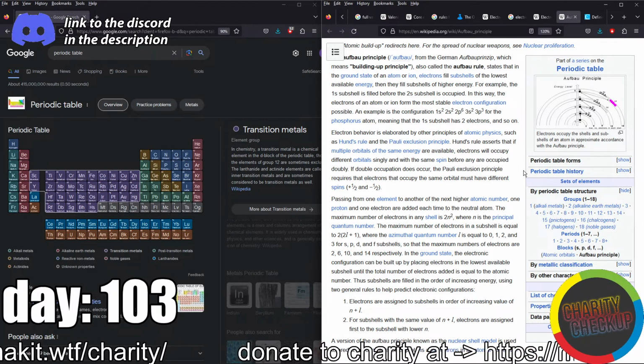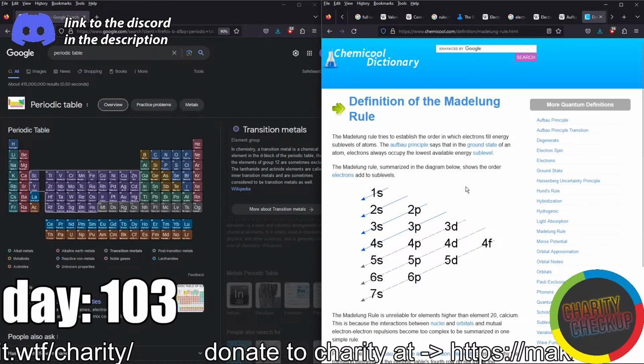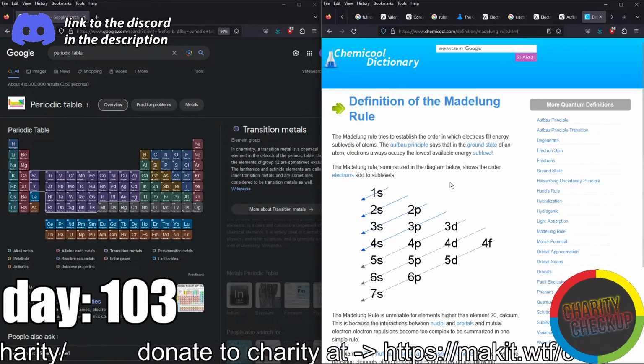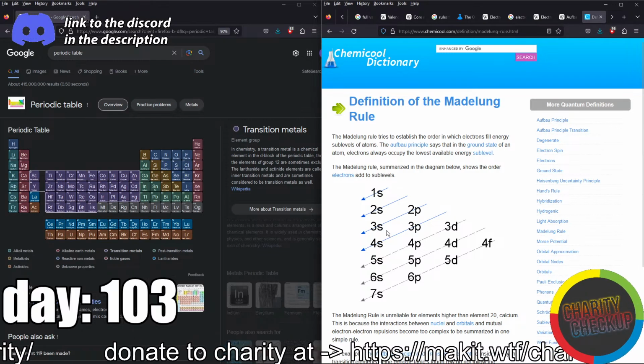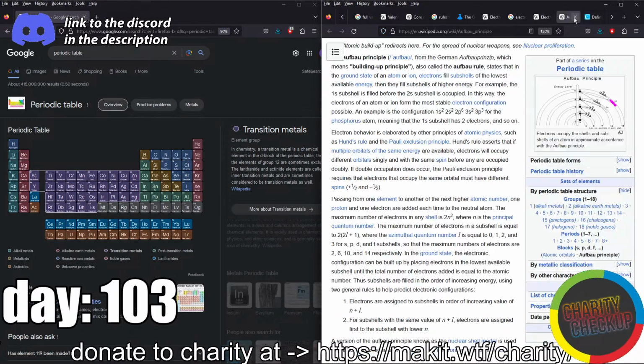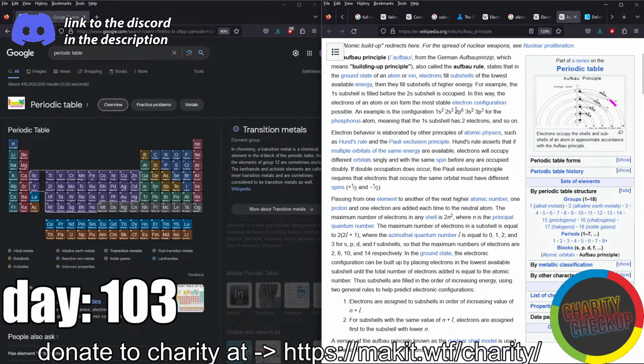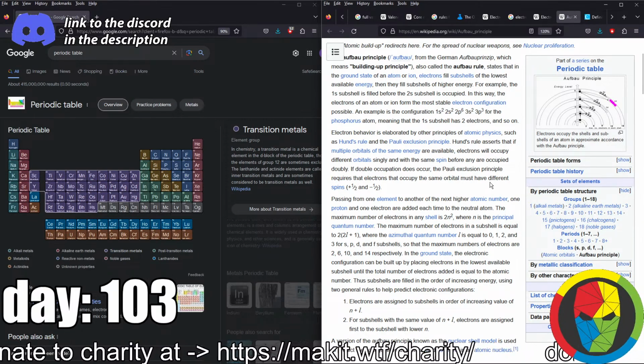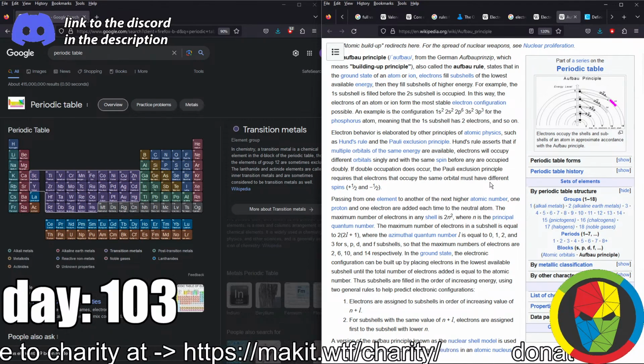So they first fill, yeah, they're very nice. This shows us that this is the case with 1s, 2s, 2p, 3s, 3p. Yes. Good. Great. Reasonable. Very reasonable.